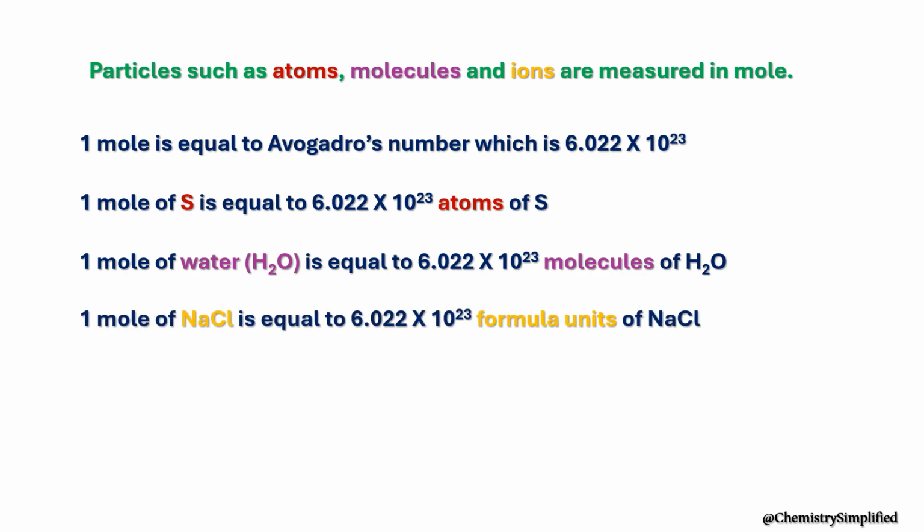Furthermore, we can also say 1 mole of sodium chloride is equal to 6.022 times 10 to the 23rd formula units of sodium chloride. Why? Because sodium chloride is made of ions. Remember, sodium chloride is held together by an ionic bond.